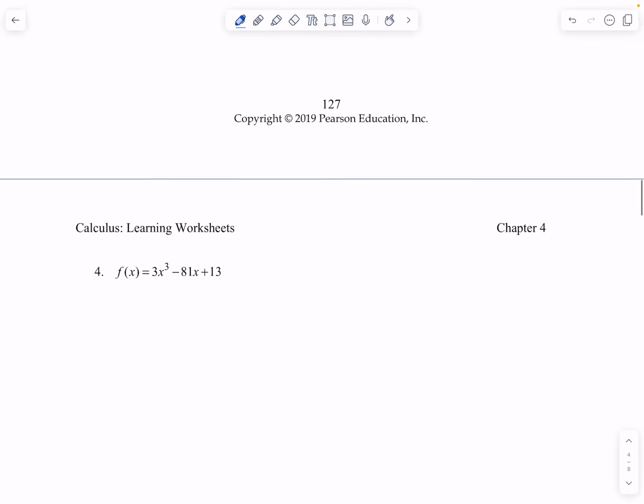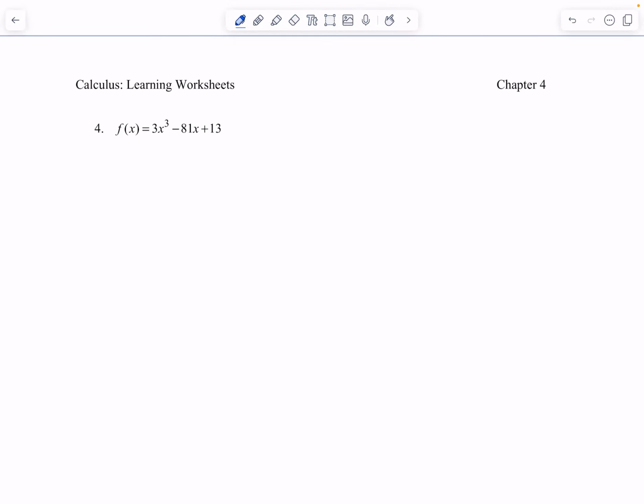Okay, let's do another. f of x equals 3x cubed minus 81x plus 13. So let's start with our derivative. f prime is 9x squared minus 81. Then we want to find our critical values, so we will set our derivative equal to 0. So 9x squared equals 81, x squared equals 9, x equals positive and negative 3, familiar from before.